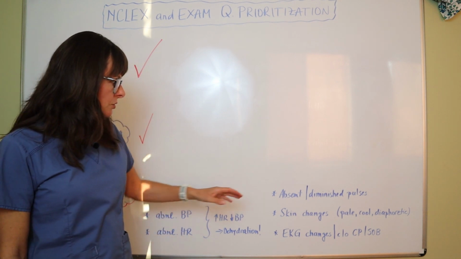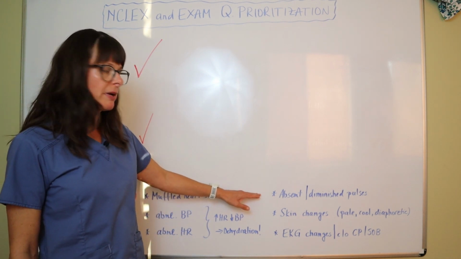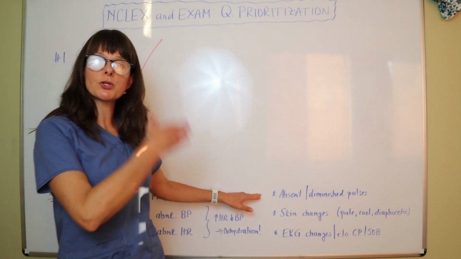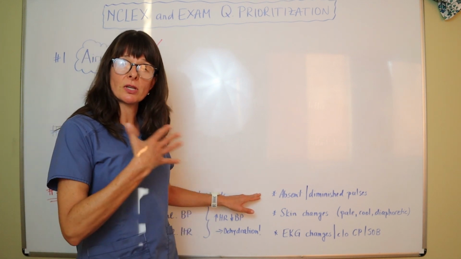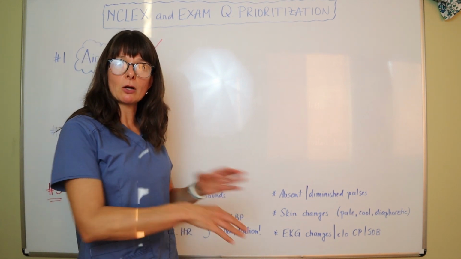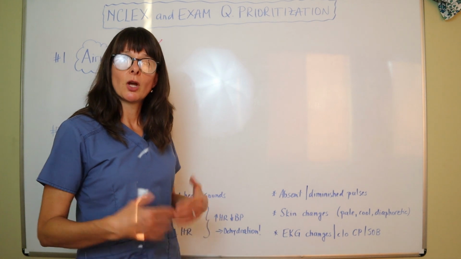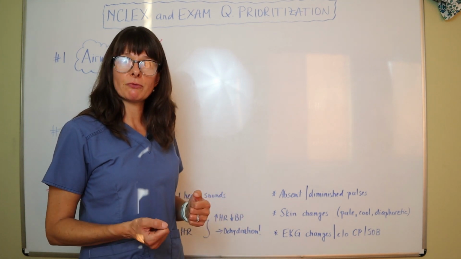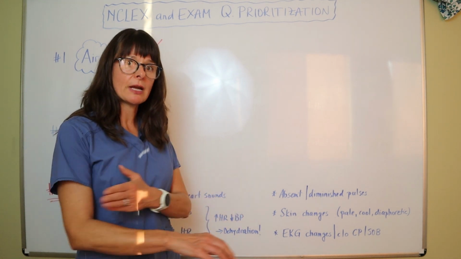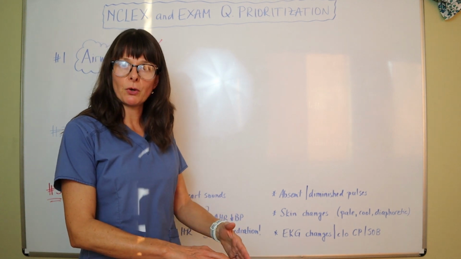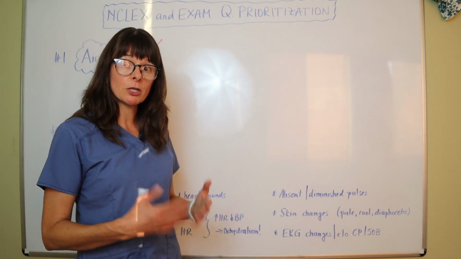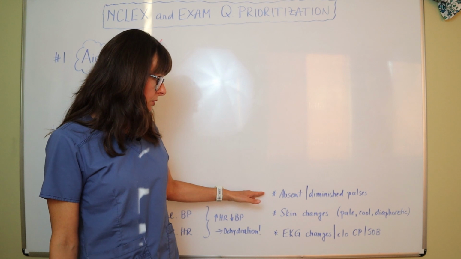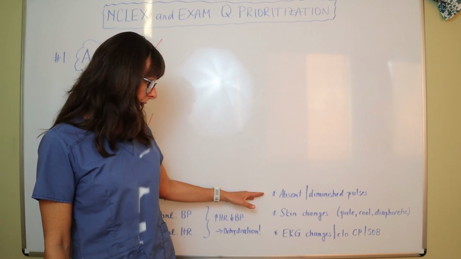Now, other things to consider are absent or diminished pulses, because not only should we think about the central circulation and a problem with the heart, but also with the peripheral circulation, where there could be a broken extremity, for example, some sort of an injury, and all of a sudden the blood flow to that extremity has been diminished or is gone. So the pulses would hint us towards that.